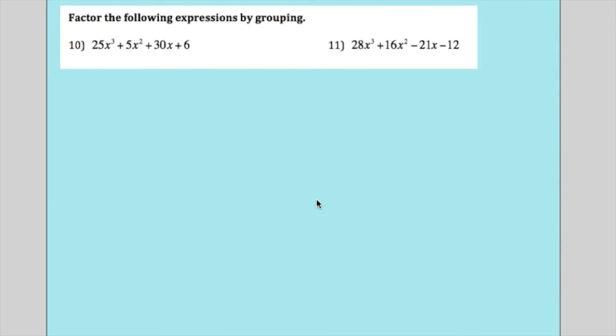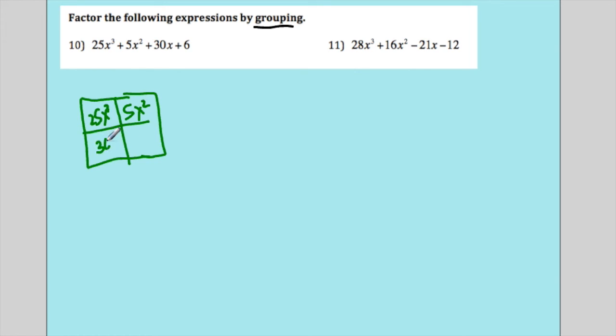Okay, the last thing we need to talk about is factor the following by grouping. So we have actually been using grouping when you use the box method. But there's 2 different ways you can think about this. Okay. If we're doing grouping, we can draw our box. And this one's different than what we have been doing. If you notice, there's 4 terms. There's an x to the third, an x squared, an x, and then just a number. So I'm just going to go ahead and start writing them down. So I would have 25x to the third, then I have 5x squared, 30x, and 6.